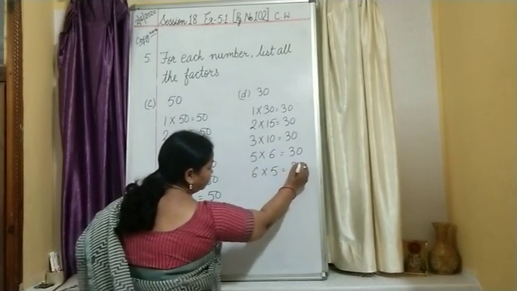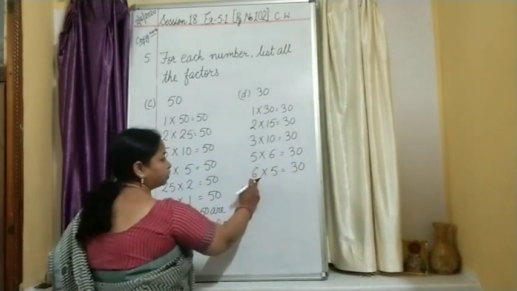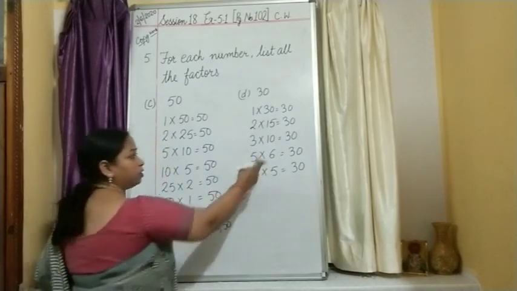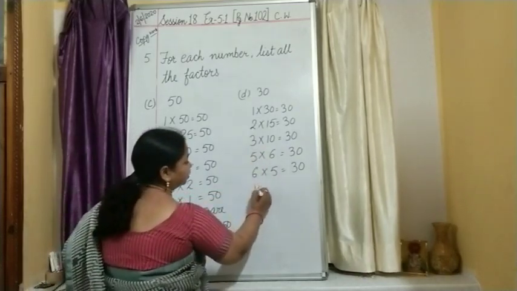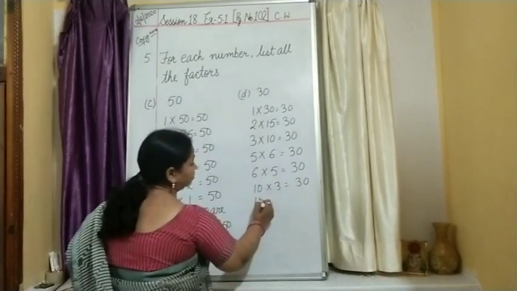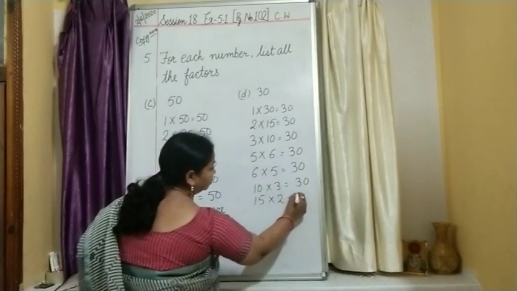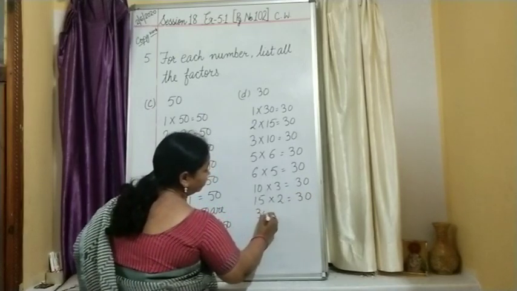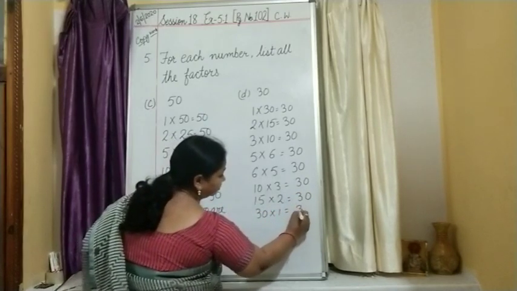So I am getting a U-turn now. 5 6s are 30, 6 5s are 30. Now what do I have to do? I will just take the reverse of this. 10 multiplied by 3, you will get 30. 15 multiplied by 2, you will get 30. And 30 multiplied by 1, you will get 30.